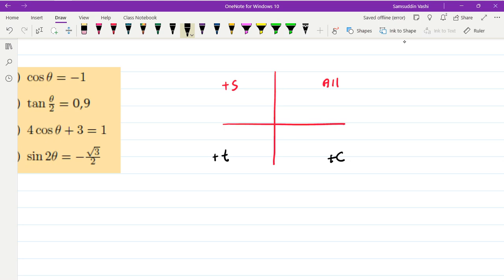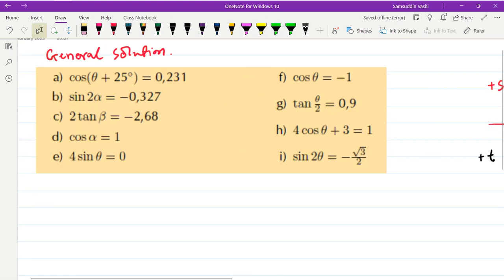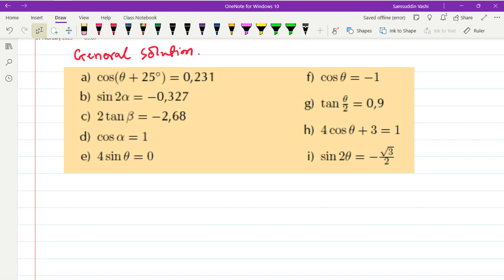Then sine negative is second and fourth. Cosine negative is the second and third. And tan negative is second and fourth. So always, those functions have two places positive and two places negative. So I need to get those two answers first. To get the two answers, we have to see whether the function is positive or negative.